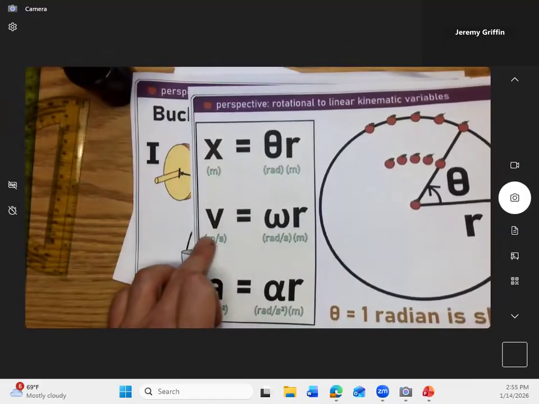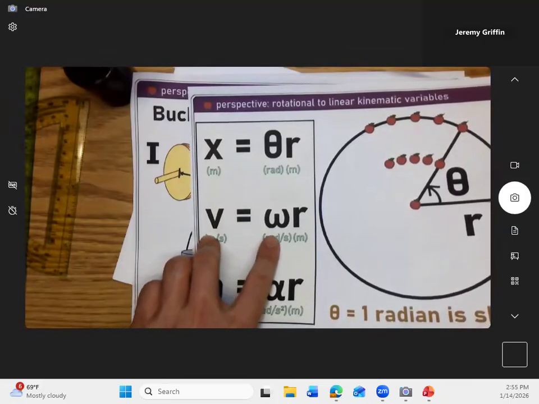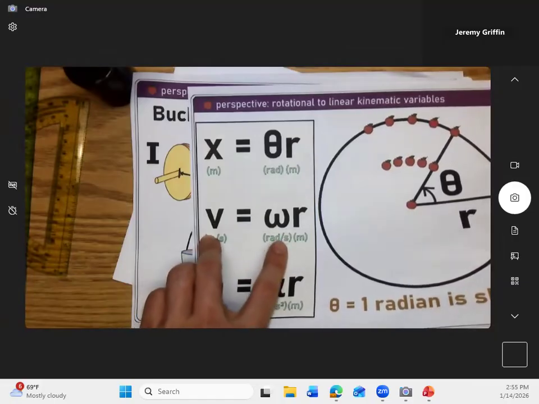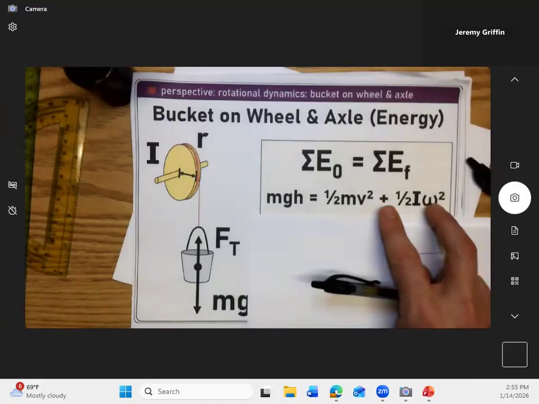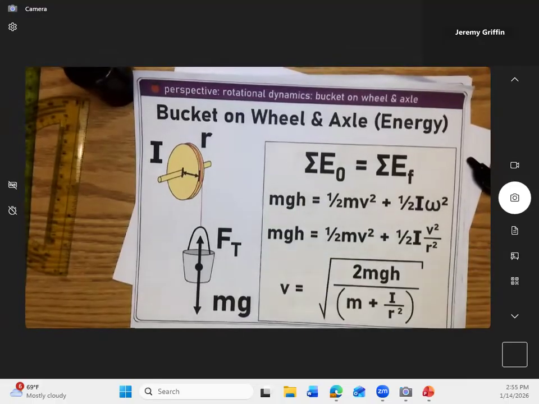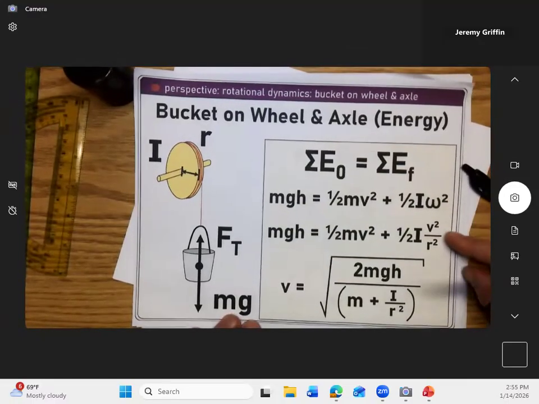And let's say I want to solve for V. What's the speed of the bucket? Can I find omega by doing V divided by R? Right. So you do that. I think it's the next step on this page. Yeah, that's right here. Okay, and it's all V squared, so it's V squared there.